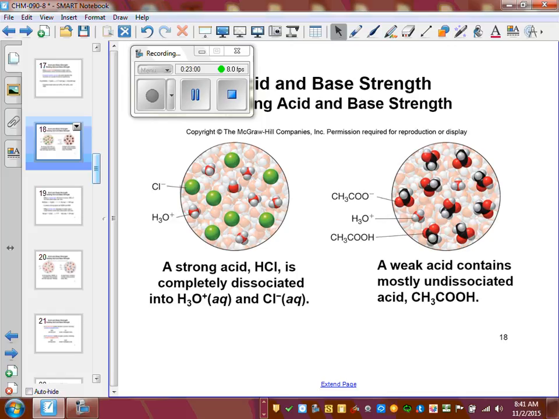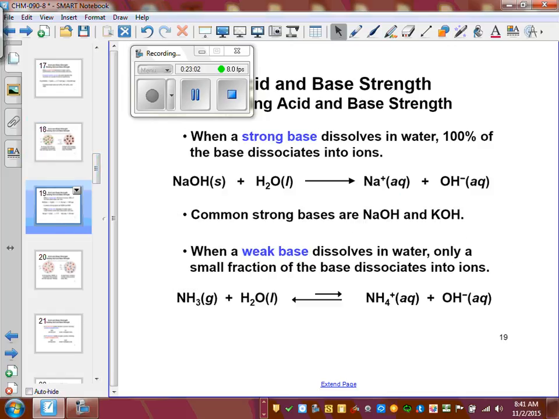Similarly, when a strong base dissolves in water, 100% of the base dissociates into ions. So sodium hydroxide is a strong base, dissociates into ions completely. A weak base only partially dissociates. So ammonia only partially dissociates. So ammonia is a weak base, yes.